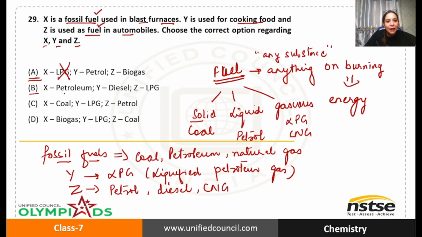Option B says X is petroleum. Yes, petroleum is one of the fossil fuels. We can keep it in the clue. Y is diesel, but Y is used for cooking food. For cooking you don't make use of diesel. Again, no to this option because this one is incorrect.